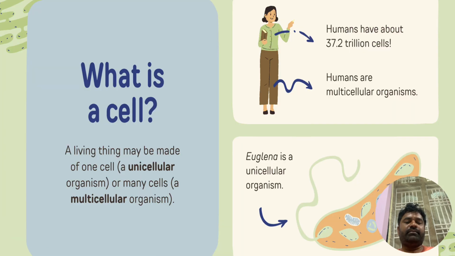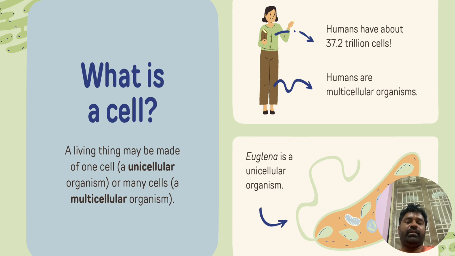What is a cell? A living thing may be made of one cell. If it is made up of one cell, it is called a unicellular organism. Or many cells, it is called a multicellular organism. Children, give me some examples of unicellular organisms and multicellular organisms. So write any two examples.